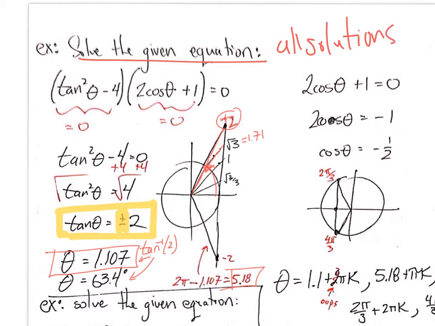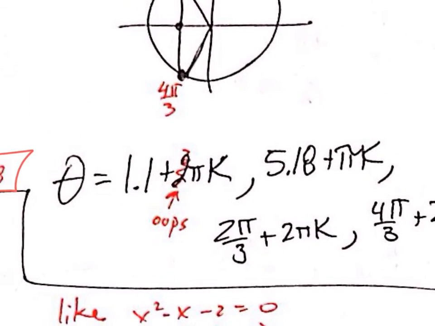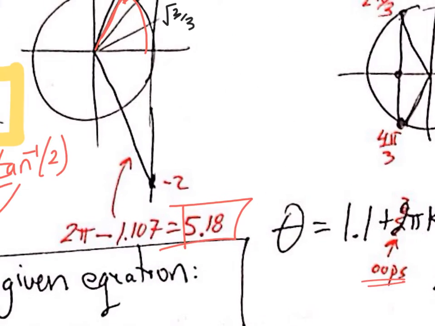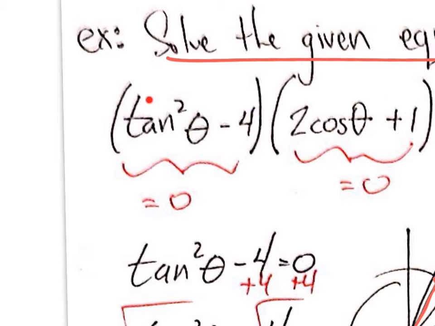So we have to put that plus 2 pi k or whatever it is afterwards. So here we are, right here. Oh look, I made that mistake again. Oops, who's in charge here? So 1.1 radians plus pi k and 5.18 plus pi k radians. Okay, so that takes care of this. Hope we're not getting seasick. That takes care of that. We solved it. We got 2 different solutions and then all the variations.